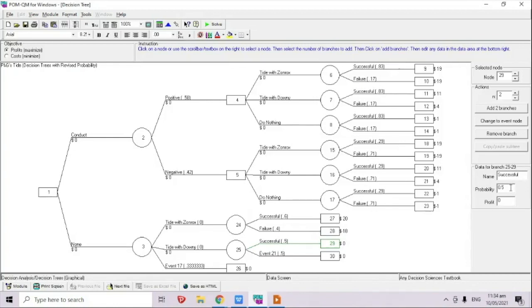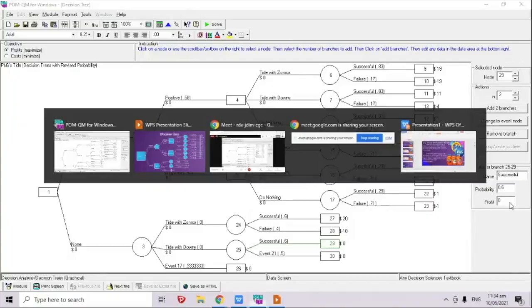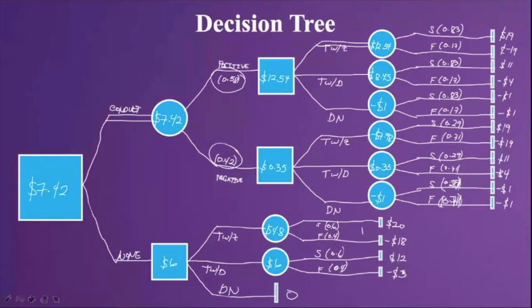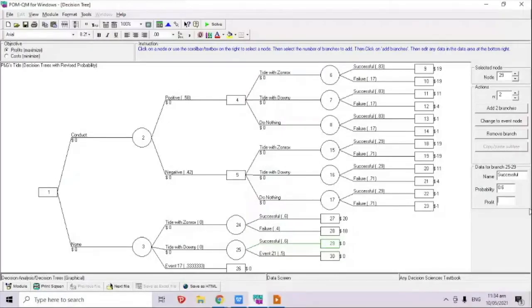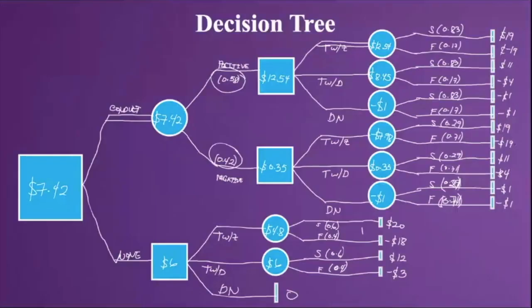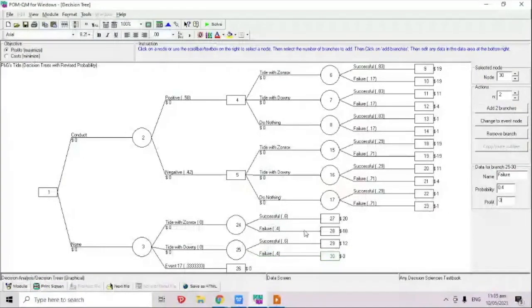Successful, 0.6. And the payoff here is 12 and negative 3. So for this, it is 12 positive. Okay, and next we have here failure, 0.4. For the payoff, negative 3. Okay. Next, for this one, last branch na tayo.